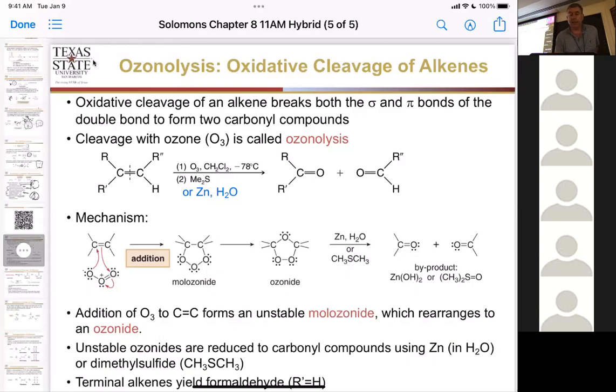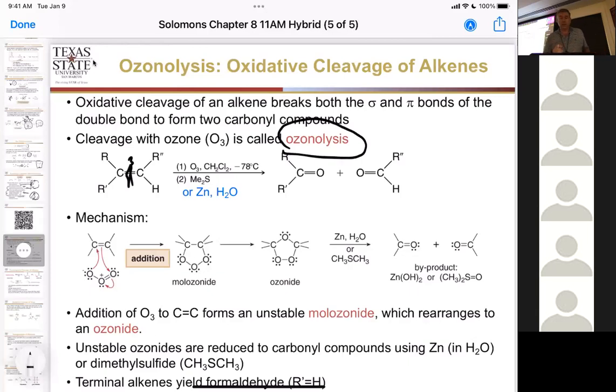Okay, the first of these reactions is what we call ozonolysis. Okay, and so we're literally coming in and we're going to chop the double bond apart. Depending on how your alkene is substituted, it can give you ketones or aldehydes.